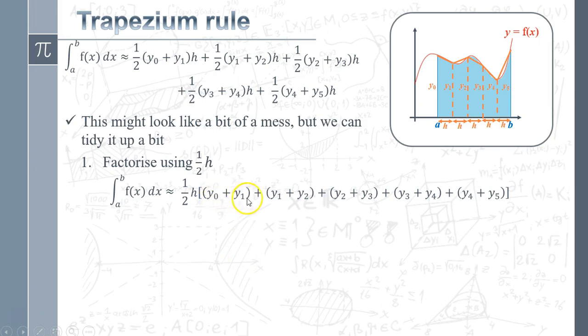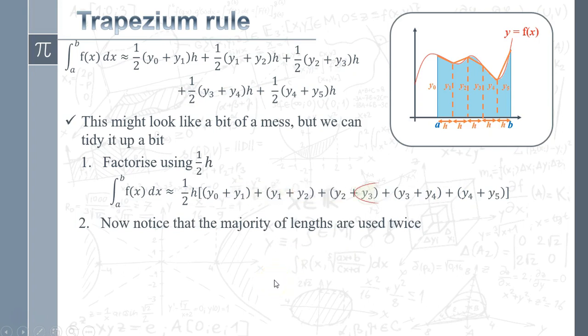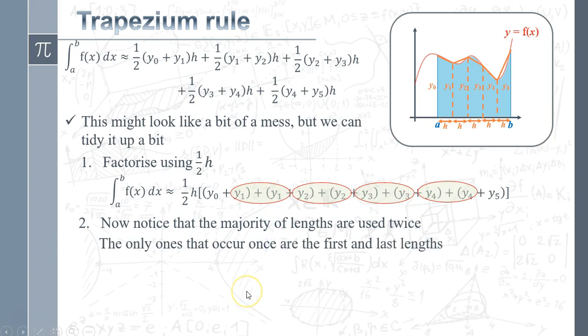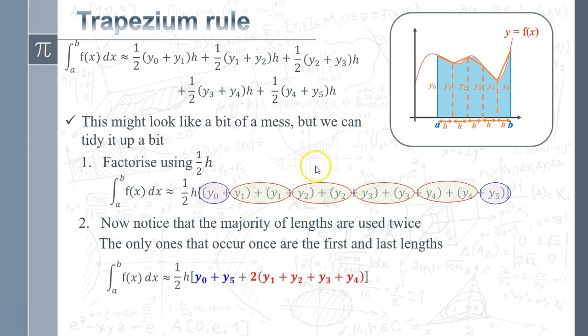And now if you have a look at what's going on with our values in here, you'll notice that the majority of lengths are being used twice, because y1 appears as a length for my first trapezium, that's this one here, and also my second trapezium here. So those appear twice, and then only the first one and the last one appear just the once. So let's just do a little bit of rewriting of that. So we've got half h there, our first and our last ones appearing once, and then two lots of each one of our other ones. And that there is essentially our basis for trapezium rule.